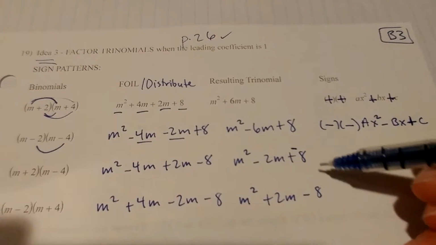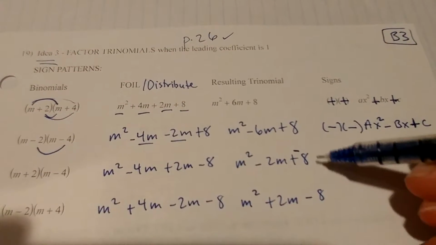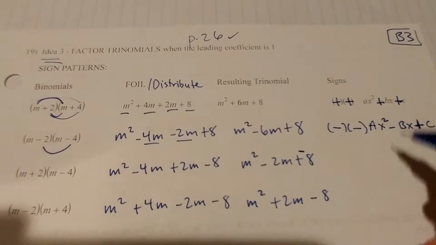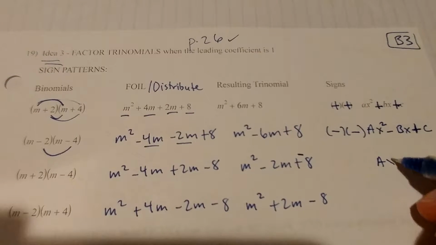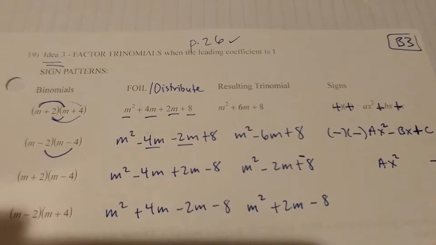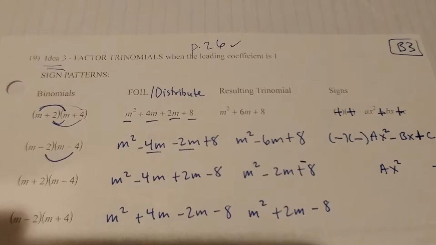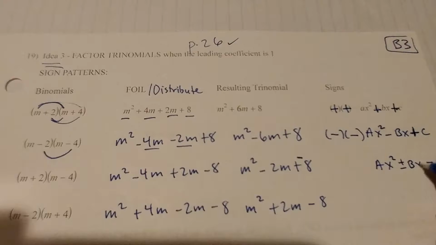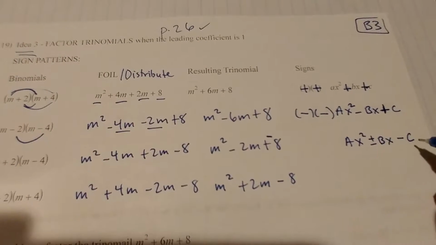And look over here, they both have a negative 8. How would we get a negative 8? Well, we'd have to multiply a positive and a negative number. So if you have ax squared and then over here a minus c, that tells you that your signs must have been different. It doesn't really matter. I'm going to write plus or minus bx minus c.